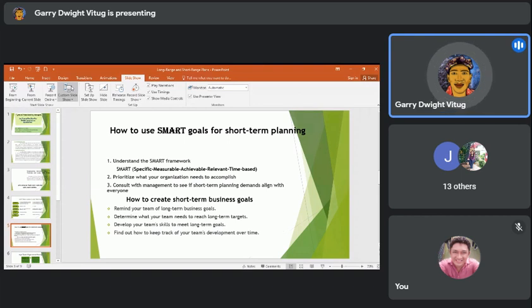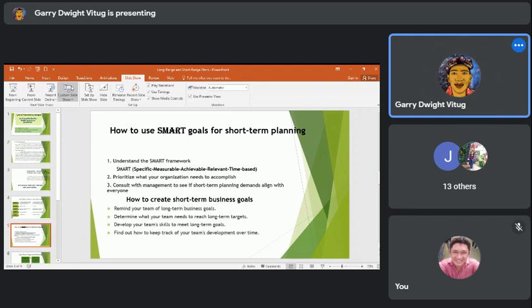So next po sa number 2, prioritize what your organization needs to accomplish. Once you understand how the SMART formula works, this will help po your organization to carry out your day-to-day operations. So look and see what parts of your organization need immediate assistance po. Some areas can include project management, company facilities, and team morale.